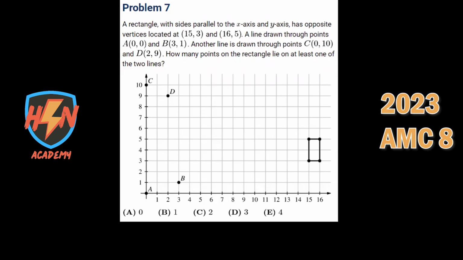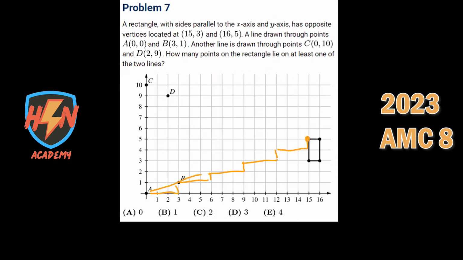Okay, in this problem, they've given us a rectangle, and what they want us to do is draw lines through AB and CD and see how many points on these lines lie on the rectangle. So what we can do is simply extend these lines. So this line is 3 to the right and 1 up. We can keep going like that, 3 to the right, 1 up, 3 to the right, 1 up, and we see that it passes through this point.